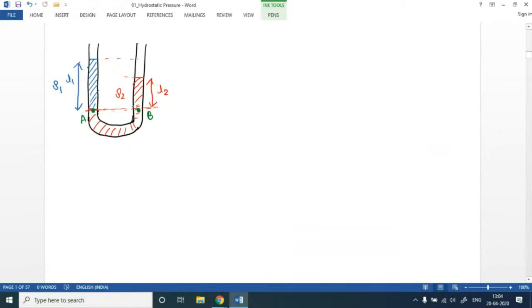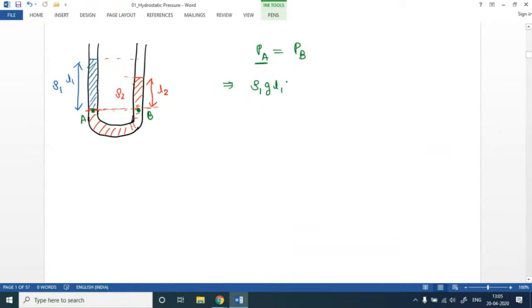The pressure at A is going to be equal to the pressure at B, because we have already seen that in a homogeneous liquid, the pressure will be the same at the same horizontal level. So what would be the gauge pressure at A? Looking at this liquid column over here, this liquid rho1 will be exerting pressure over here, and that is going to be rho1 g L1.